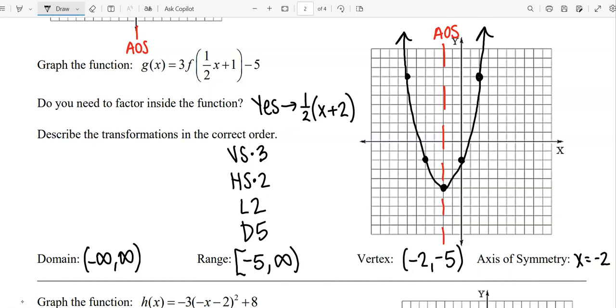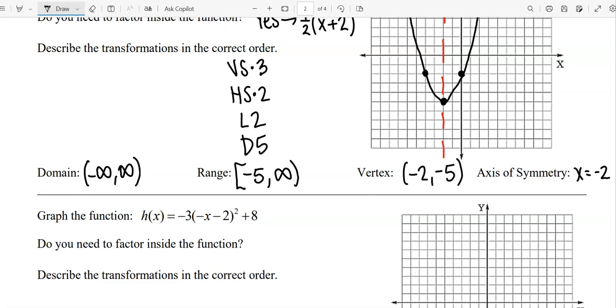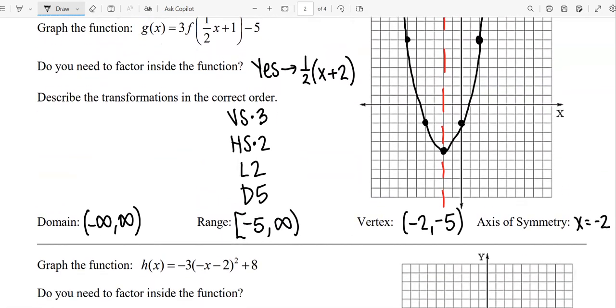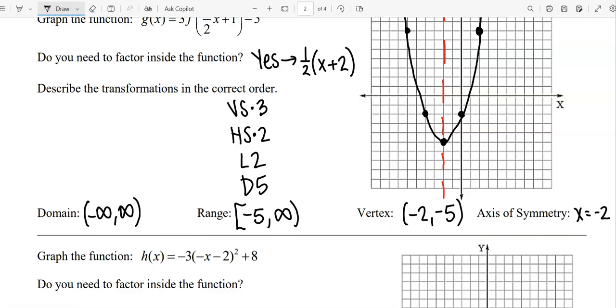What questions do we have? I'm going to move away from inequality notation and start doing interval notation, because interval notation is going to be more helpful as we get through Algebra 2. But inequality notation is still correct as long as I don't ask you for interval notation. Does that answer your question?